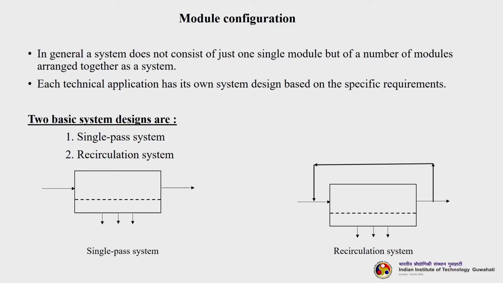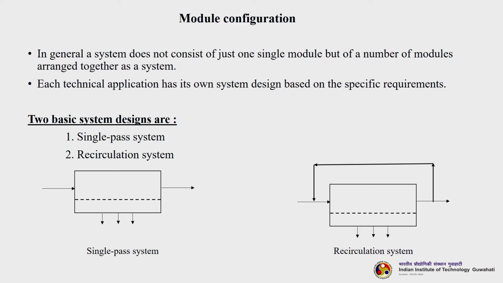So, it all depends upon what my targeted separation is, what I want to achieve, what the fluid is, what I want to retain, what I want to permeate, and there are so many other process parameters that also affect, apart from the membrane itself and the membrane module configuration. So, we have two basic types of design. One is called the single pass system and another is a recirculation system.